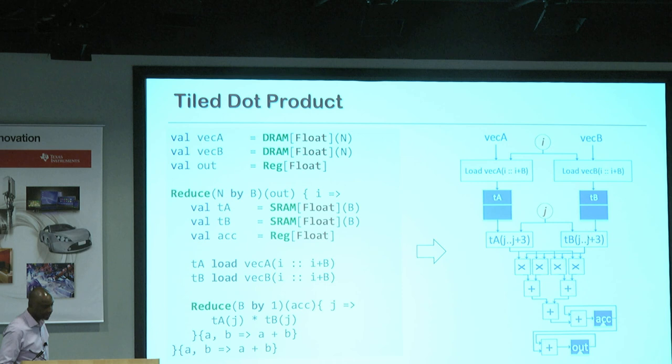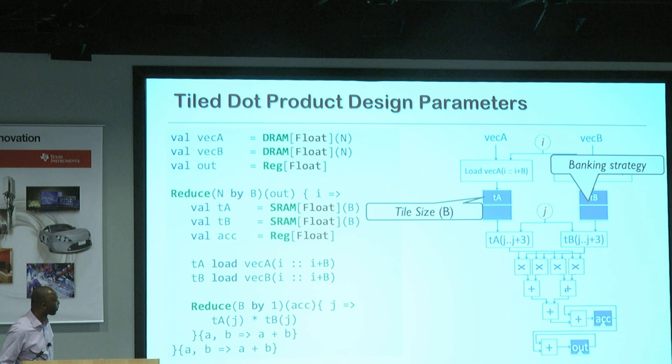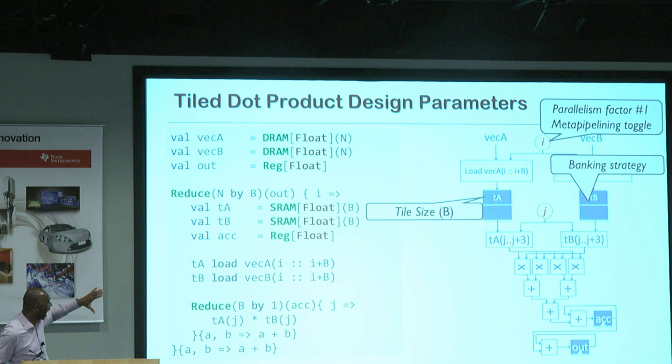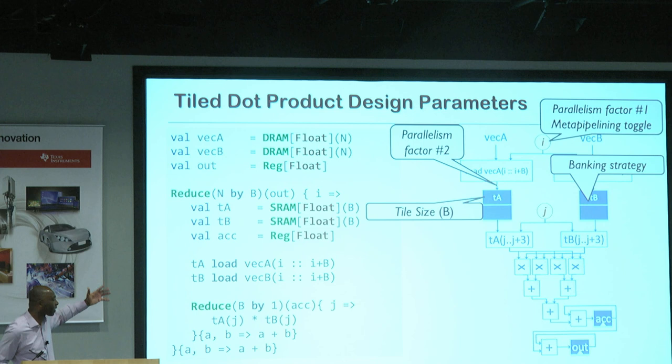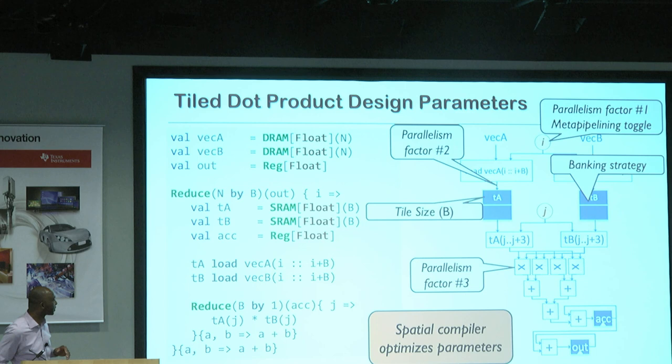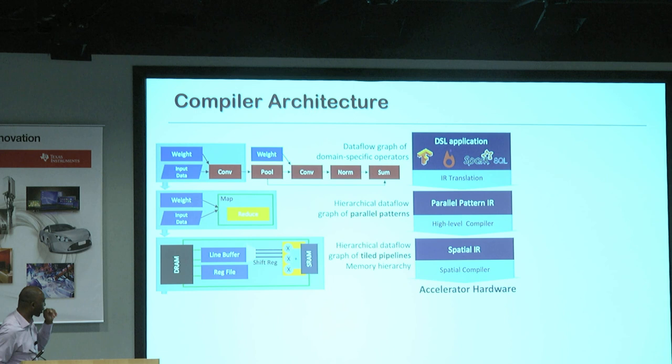It generates hardware that looks something like this, right? So you've got your two tiles, pieces of the tile, and then the dot product reduction, right? And so you've got a bunch of parameters that need to be optimized, such as the tile size, how much banking you have in the memory, how much pipelining you do in the outer loop. We call that metapipelining. How much pipelining you do in the inner loop, just pipelining, how much parallelism you exploit in the different components. And so the Spatial compiler is very efficient at looking over the whole space, does the design space exploration, and comes up with some point that is correct and optimized for your hardware.